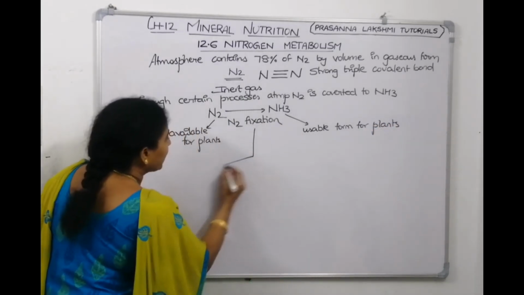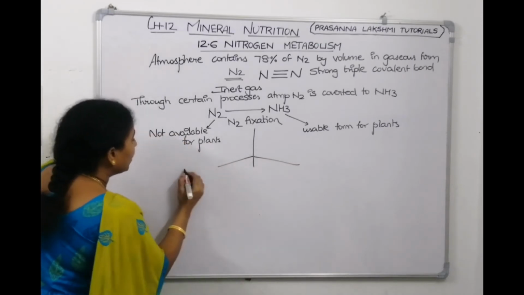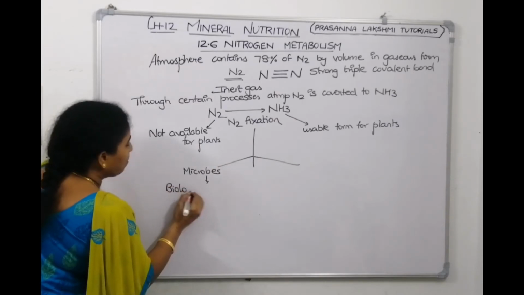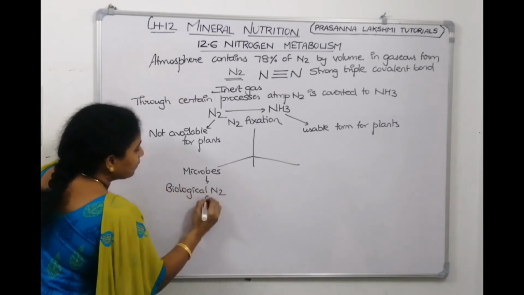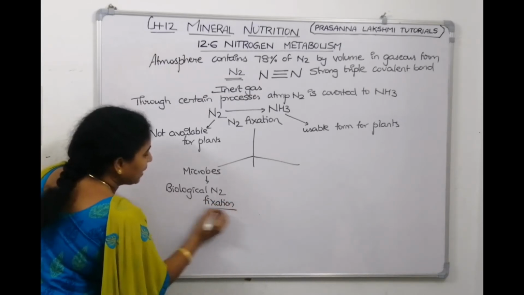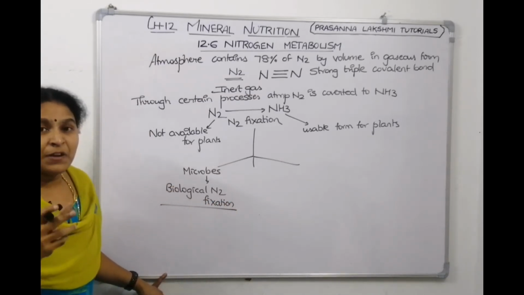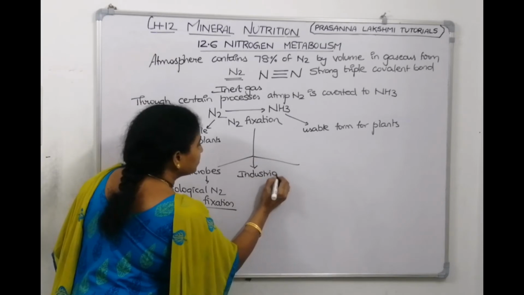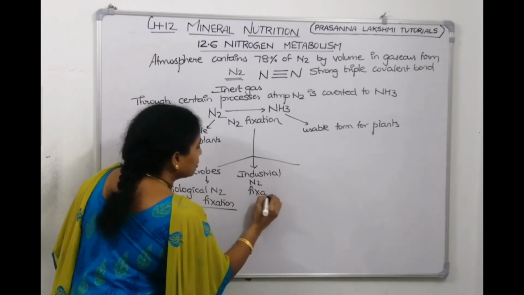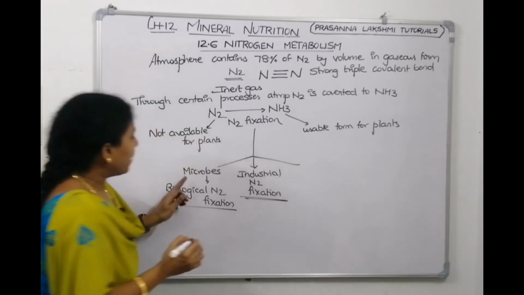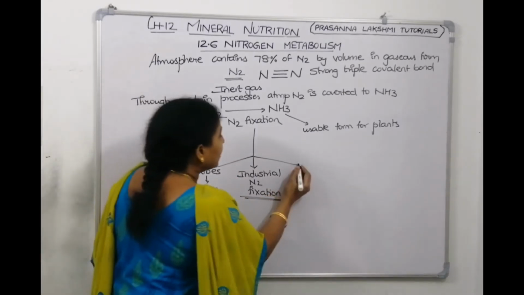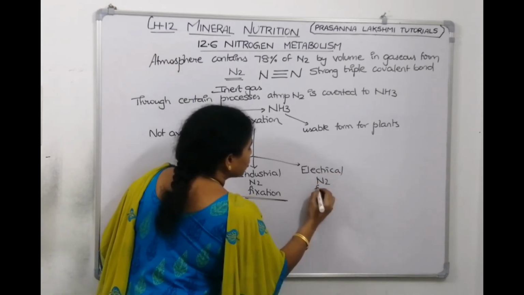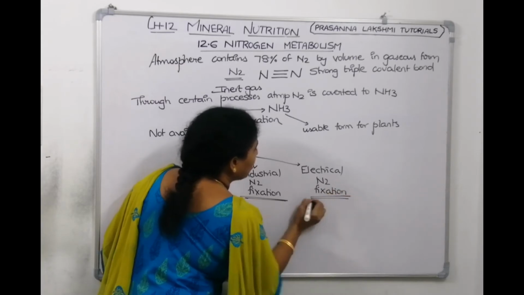And how many types of nitrogen fixation are there? I told you, if microbes are involved in nitrogen fixation, then we call it biological nitrogen fixation. We will see this step in detail. Next, if it is an industrial process, that is called industrial nitrogen fixation. It's a chemical process, right? This is a biological process, this is a chemical process. And the third one is electrical nitrogen fixation, where thunderstorms and UV lightning happen.